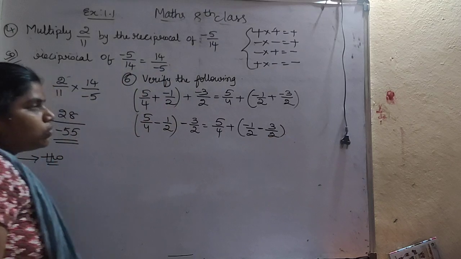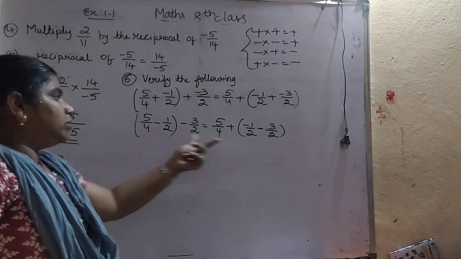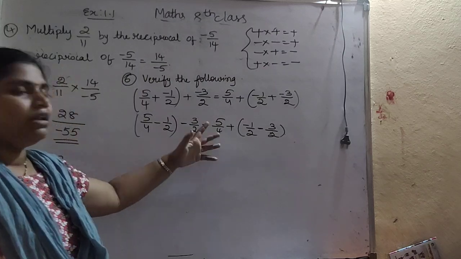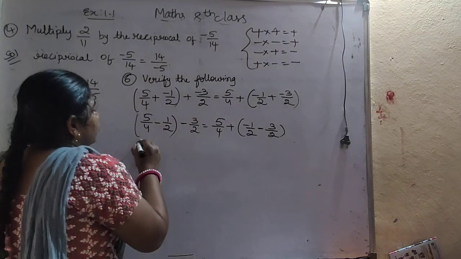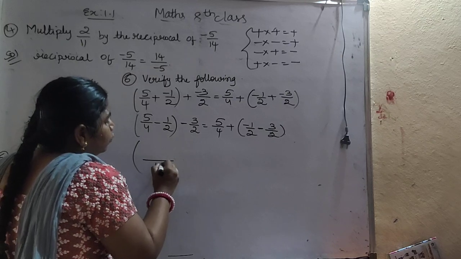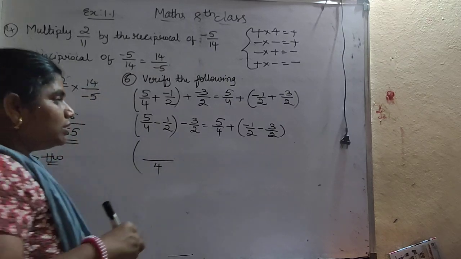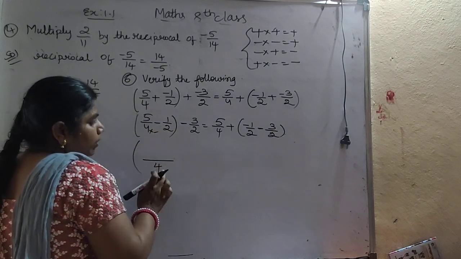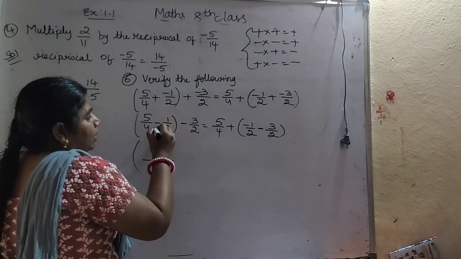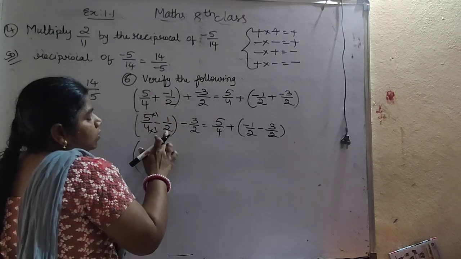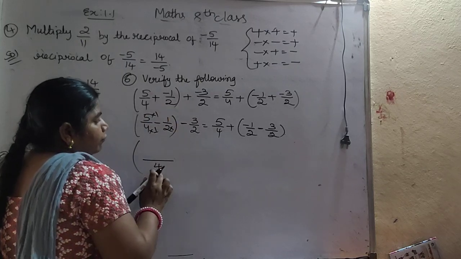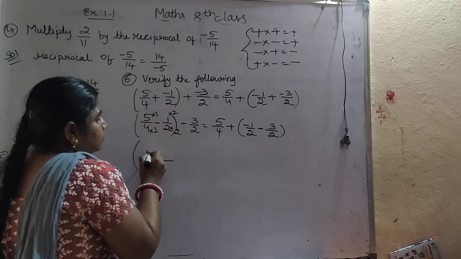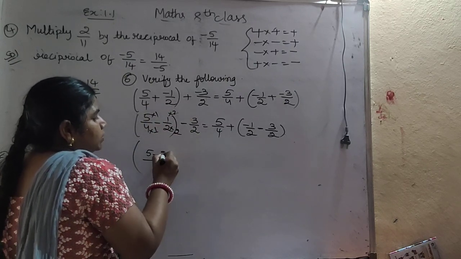Now first we have to solve the bracket terms. After solving these two, we have to solve with the remaining numbers. So if you see this, 4 and 2, the LCM will be 4 itself. So 4 into how much number will you multiply to get 4 again? That will be into 1. For 2, how much will you multiply to get 4 again? That is into 2. So 5 1s is 5, minus 1 2s is 2.